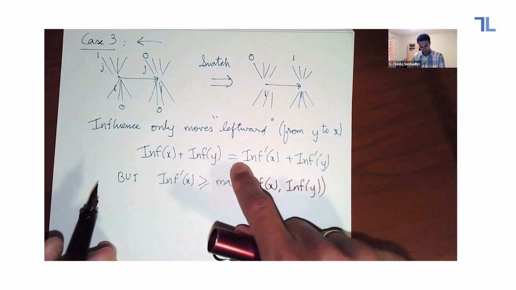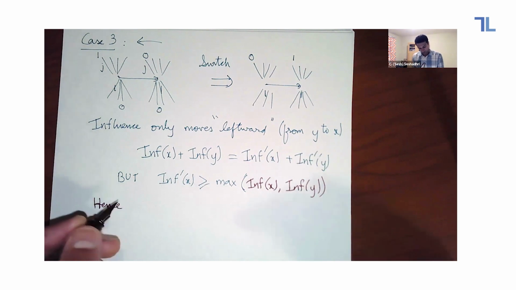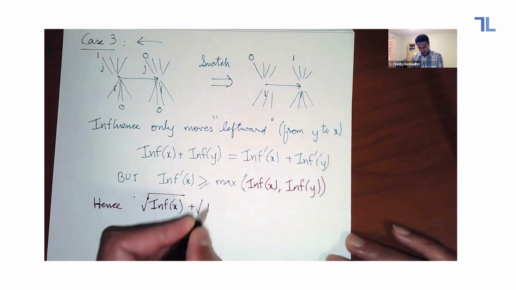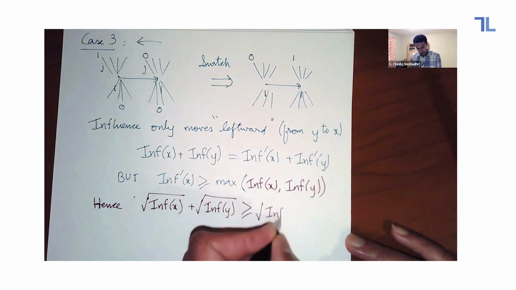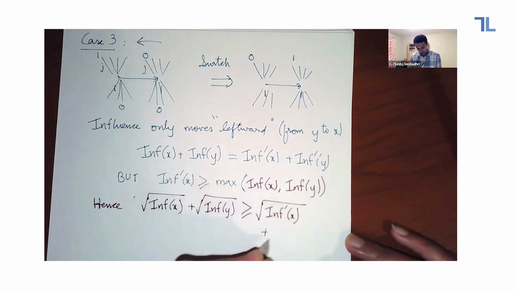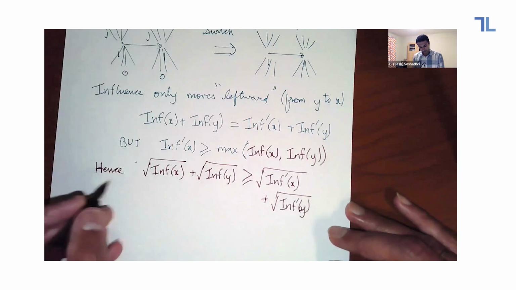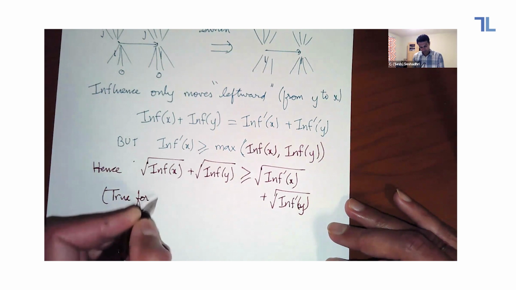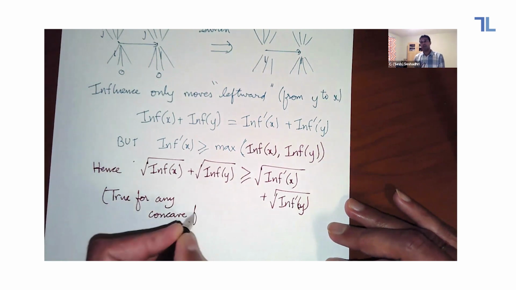And hence, for any concave function, not just square root, you'll get the square root of inf x plus the square root of inf y is greater than or equal to the square root of inf prime of x plus the square root of inf prime of y. This is true for any concave function.